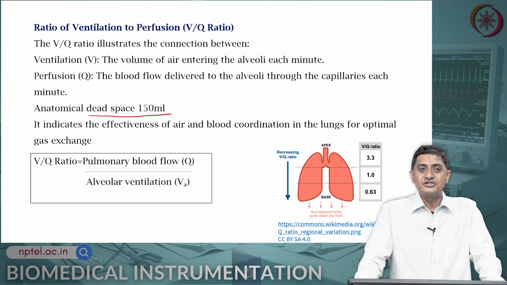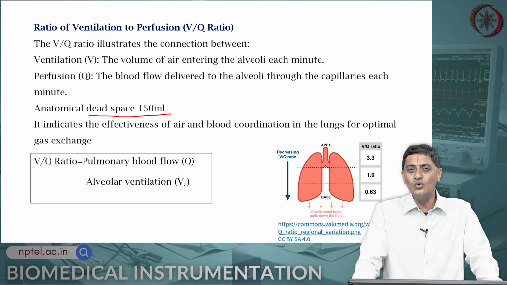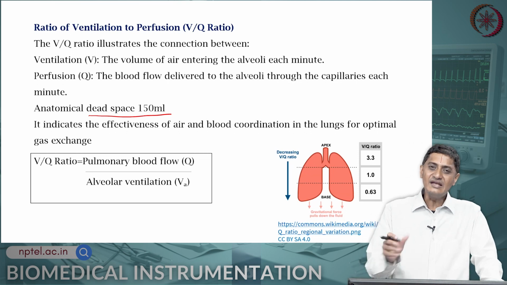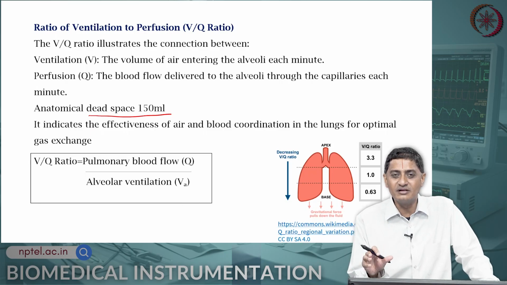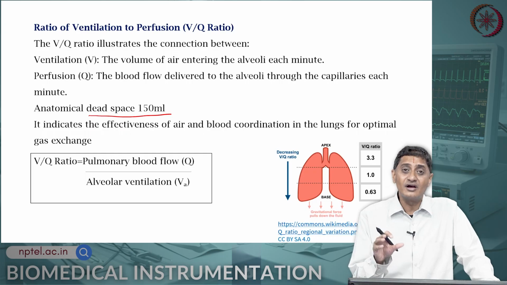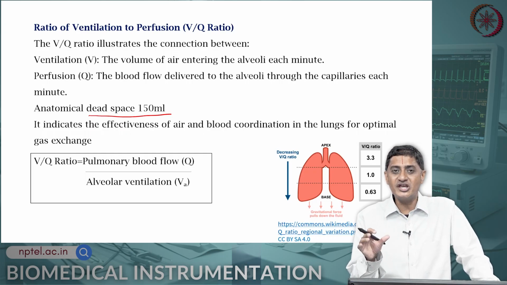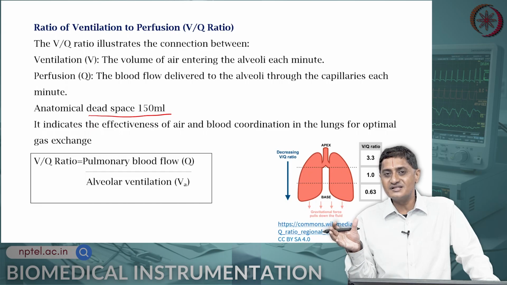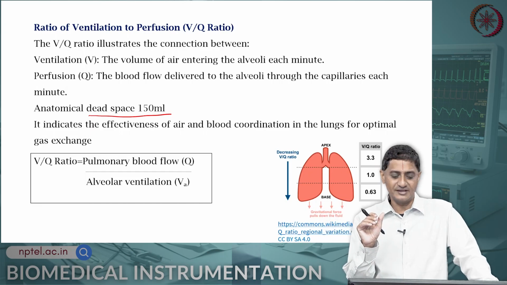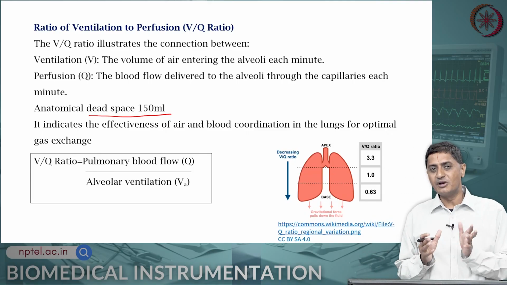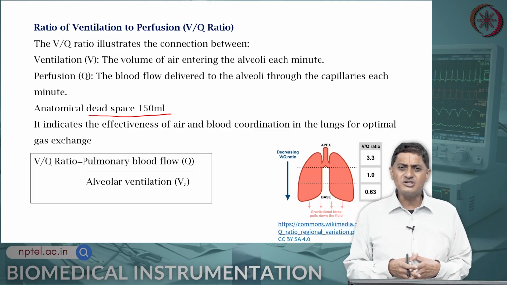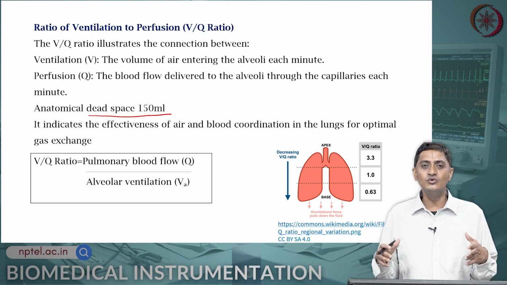This ratio of ventilation to perfusion essentially gives an indication or clue about how efficient the gas exchange system is. The oxygen hemoglobin exchange and the carbon dioxide exchange, how is that happening? This is essentially an indication of the effectiveness of the coordination between the blood flow system and the air system. Is that such a big deal? The answer is yes, this is a huge deal.